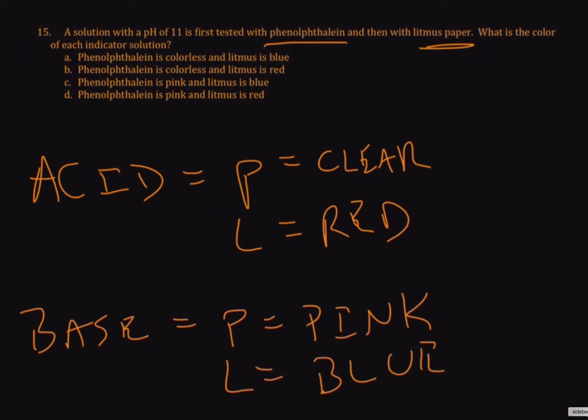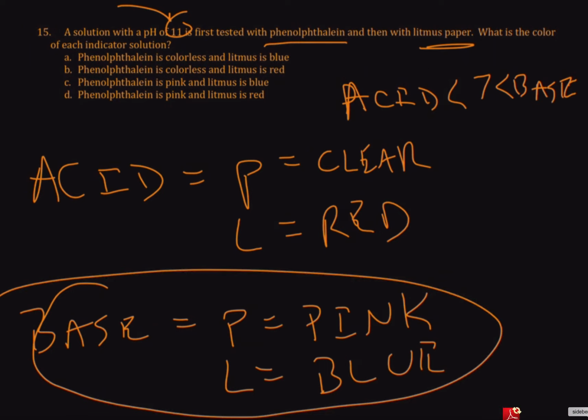So now we need to figure out, is it an acid or a base? Well, the pH is 11. Acids have a pH less than 7, bases have a pH greater than 7. So since 11 is greater than 7, it means we're looking at a base, which means the phenolphthalein should be pink and the litmus should be blue. So that's choice C.